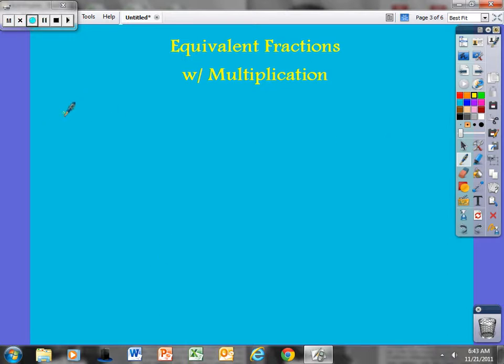Let's try 17/29. Now this is a tricky one because 17 and 29 are both prime numbers. Their only factors are 1 and itself. So this is already reduced to simplest terms. I'm just going to multiply both by 2.